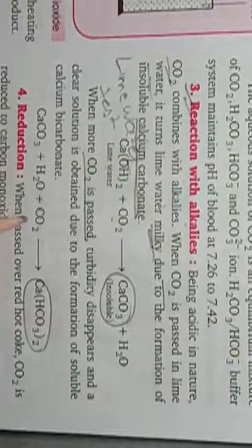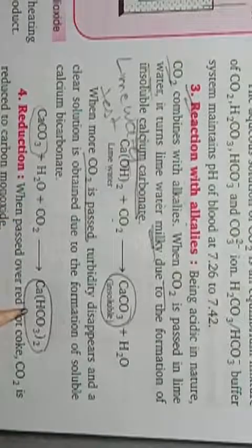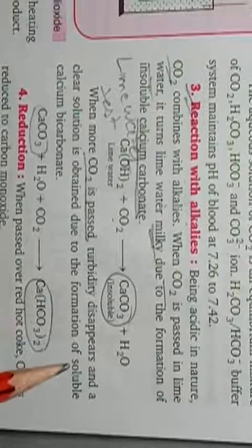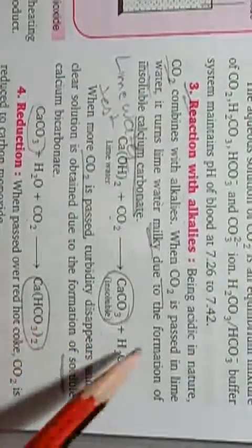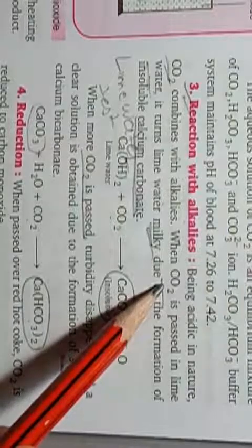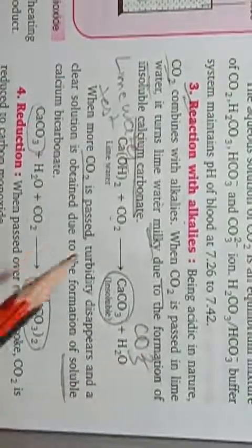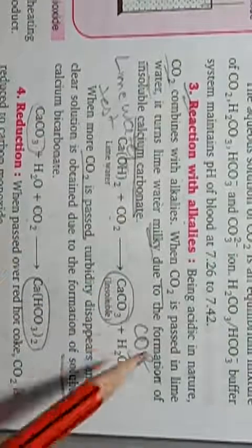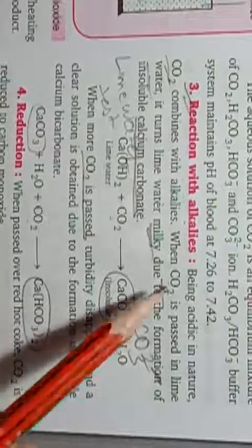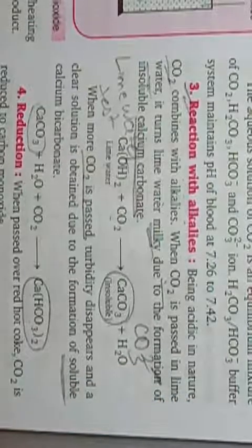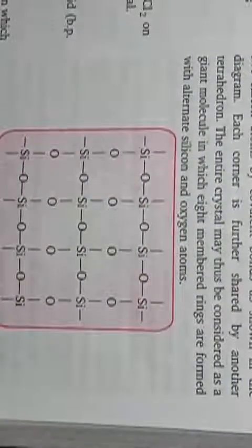On excess passing of CO2 in lime water, the milkiness disappears due to the formation of calcium bicarbonate, which is a soluble salt. With the help of this test, we can prove the presence of CO2 gas, and also the presence of the carbonate radical, CO3 2 minus, in the given metallic salt. In this way we can test both CO2 gas and the presence of the carbonate acidic radical.